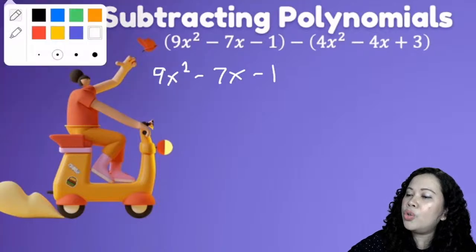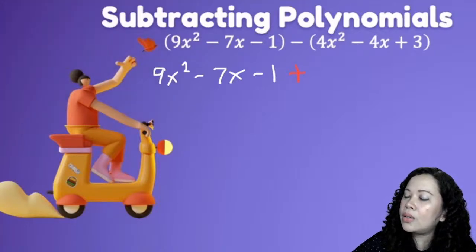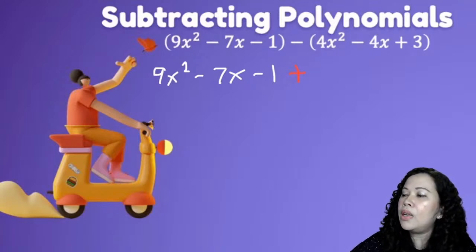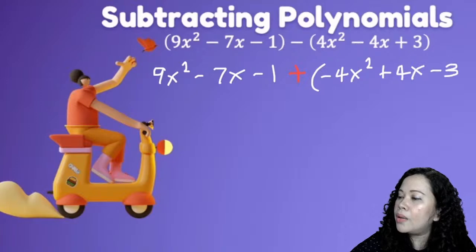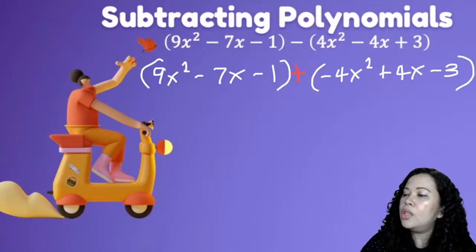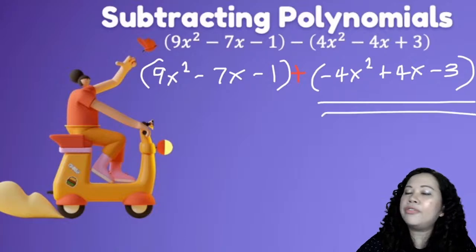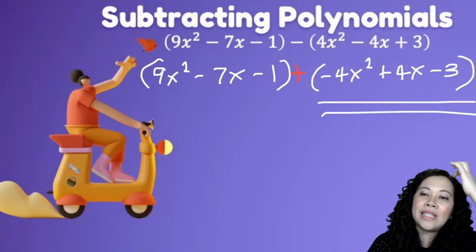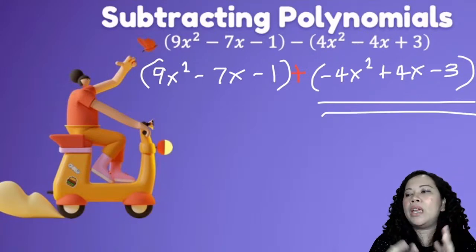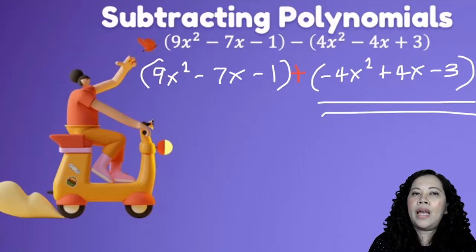We proceed to addition plus, okay? And then this will be negative, I'll just change the color, negative 4x squared plus 4x minus 3. Okay, so again, everything after your subtraction, you proceed to addition and change the sign. Okay, so that will be plus negative 4x squared plus 4x minus 3.